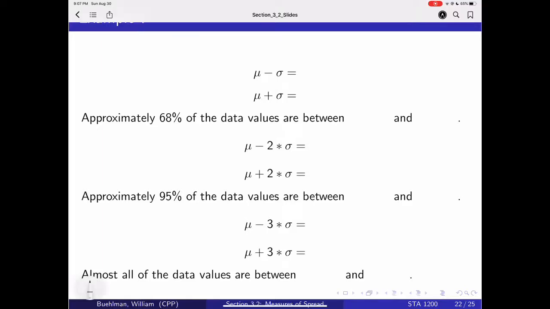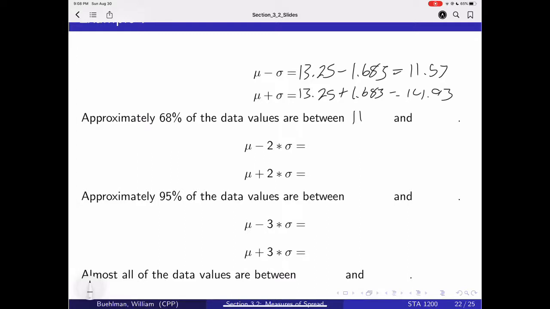Mu minus sigma, we have 13.25 minus 1.683 and 13.25 plus 1.683, which gives us 11.57 and 14.93. So that tells us approximately 68% of the data values are between 11.57 and 14.93.